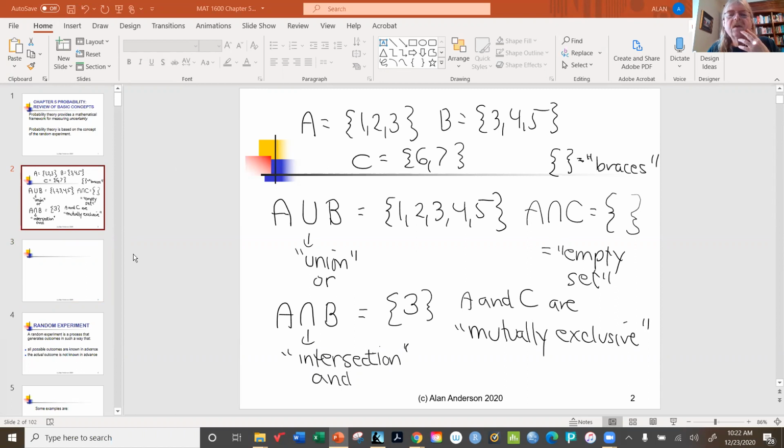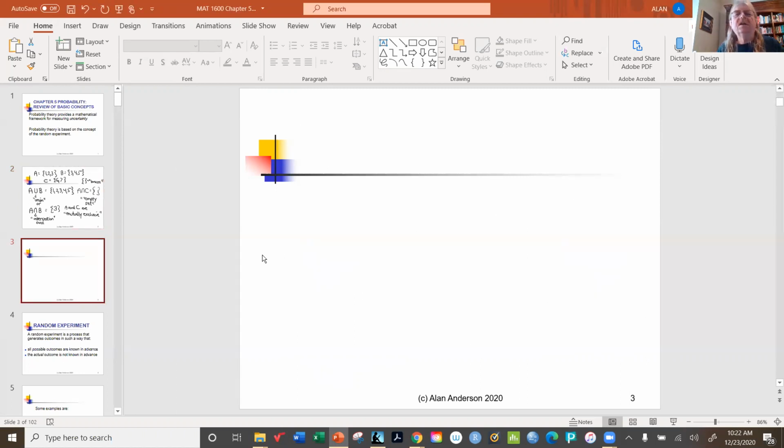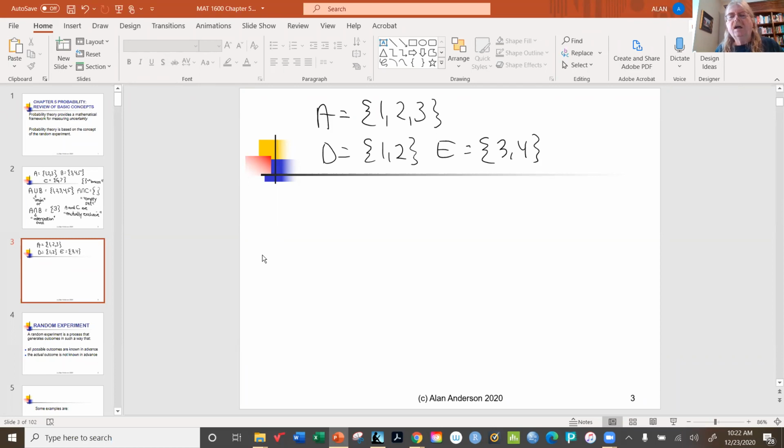Okay, now, one more thing. Actually, I can make up some new sets for this one. What if I have this, A is still 1, 2, 3. Let's say set D is just 1 and 2. And then E is 3 and 4. All right, one more symbol. Let's see if you remember this one. What is this thing?